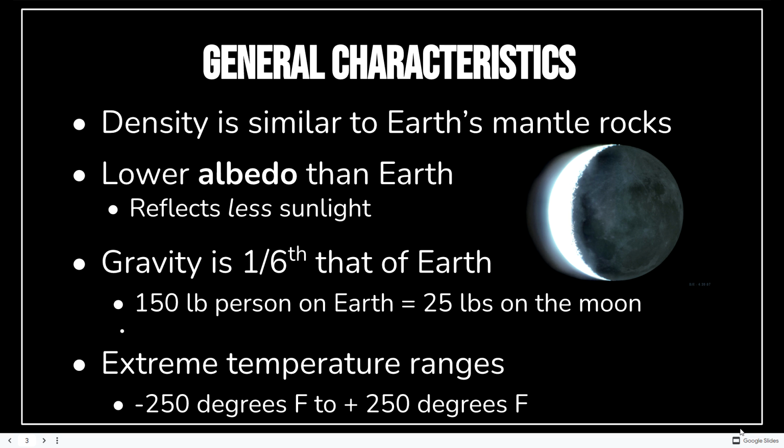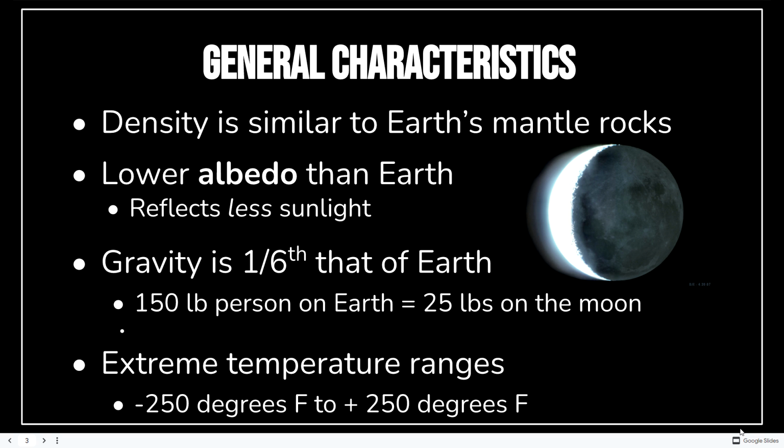The moon has a lower albedo than Earth does. Albedo means that it reflects less light. So albedo is how much light is reflected. Since it's lower, it reflects less light than the Earth. Gravity on the moon is also less.